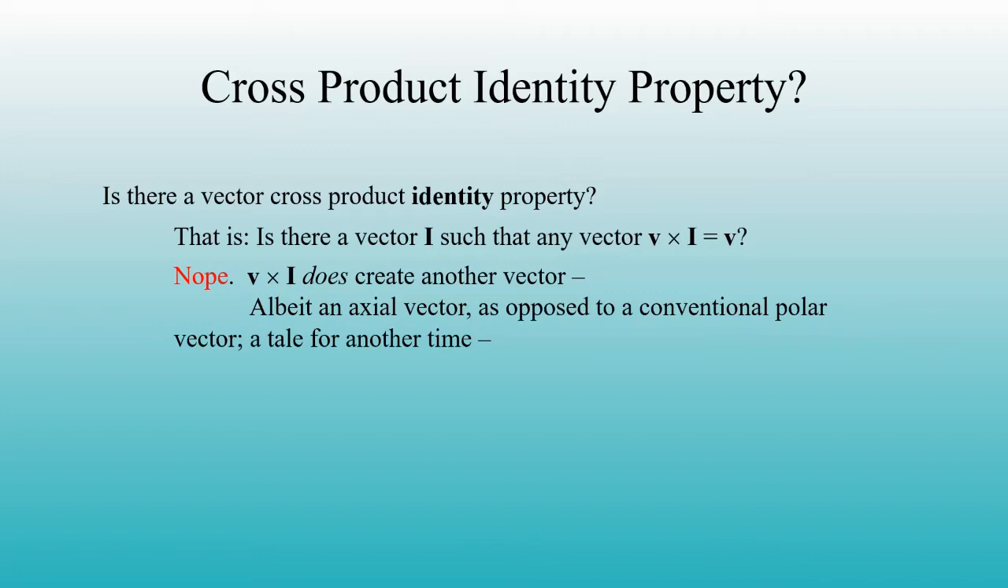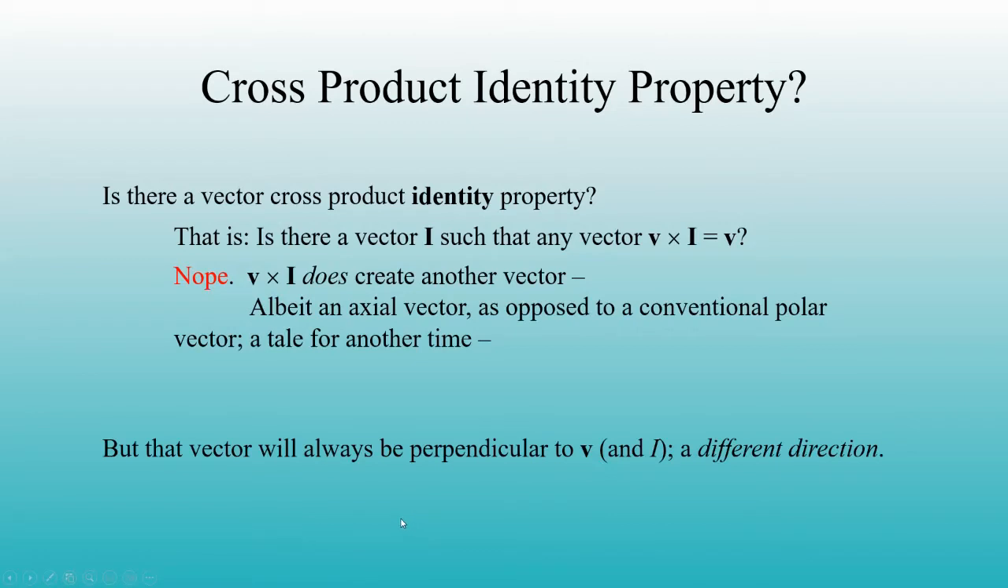V cross I will create another vector, that's true. Okay. Quick aside, having said that, if v1 and v2 are regular vectors, aka polar vectors, then the cross product of the two is an axial vector, which is a different type of mathematical object than a polar vector, but that's a story for another time. But continuing, v cross I must be, by definition, perpendicular to both v and I, and more generally perpendicular to the plane defined by v and I. Therefore, for non-zero vectors at least, v cross any vector will point in a different direction than v, and therefore it cannot be equal to v, since equality in our vector analysis is defined as the same magnitude and the same direction.